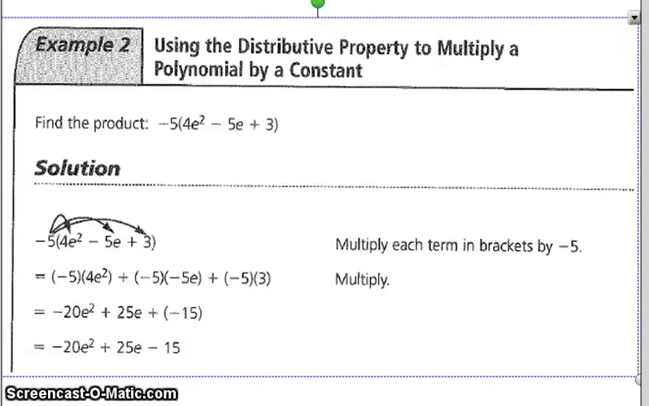Hey everyone, in this video we are going to look at multiplying and dividing polynomials by a constant and then multiplying and dividing polynomials by another monomial. So here we go. We're going to start with the distributive property and then we'll look at quickly how to do it with algebra tiles as well.